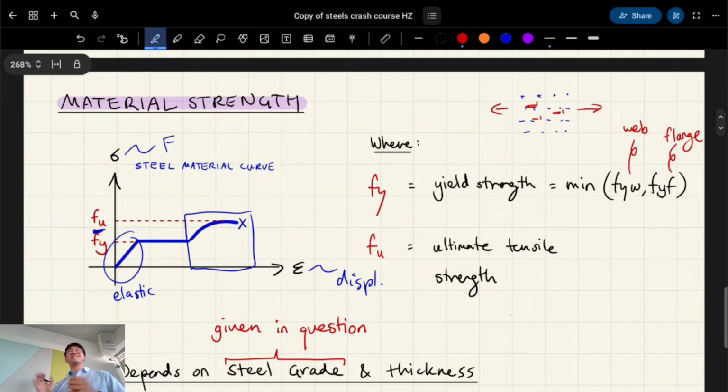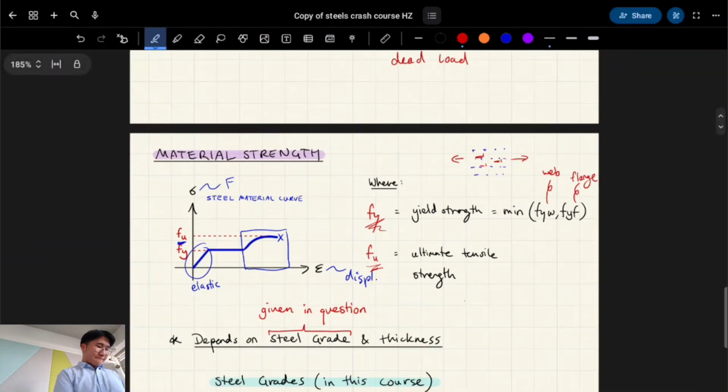Okay, but yeah, does that kind of make sense? And so you reach this point called Fu, and that's the ultimate tensile strength. You only really talk about this property for the tension part of the course. Yeah. Most of the design in the course is based on the yielding failure. Yeah. So we'll talk about that a bit more later. Okay.